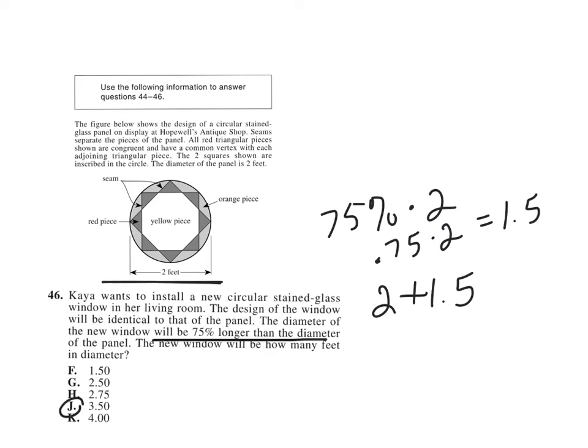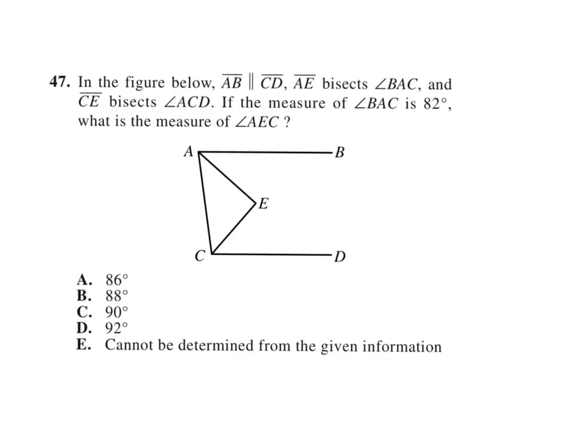J. So in the figure below, AB is parallel to CD. AE bisects angle BAC, and CE bisects angle ACD. If the measure of angle BAC is 82 degrees, what is the measure of angle AEC?